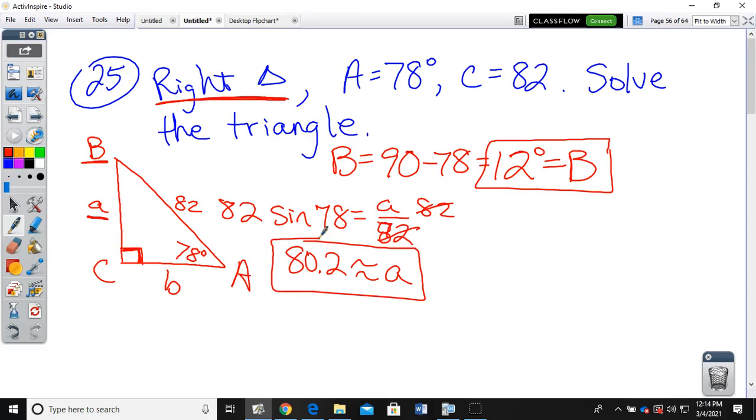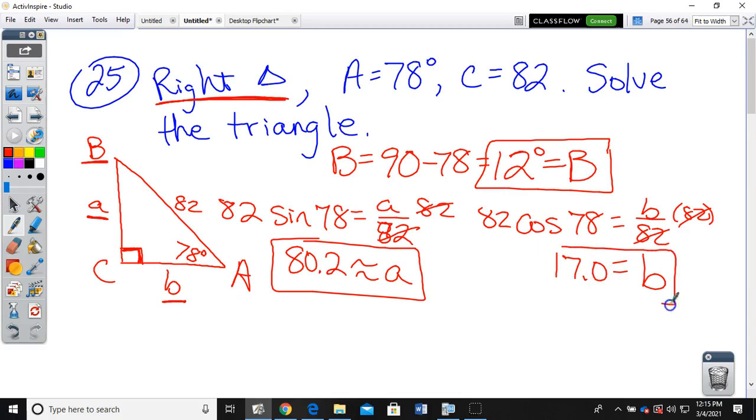And then we do the same thing, but now we're looking for B. B is what to 78? Adjacent. So now we're doing adjacent and hypotenuse. So what uses adjacent and hypotenuse? Cosine. So same setup, cosine of 78 this time though, equals B over 82. And we multiply both sides by 82. That should be about 17.0 rounded, according to the answers, but always double check their answers. Is that what you got? 17, okay?